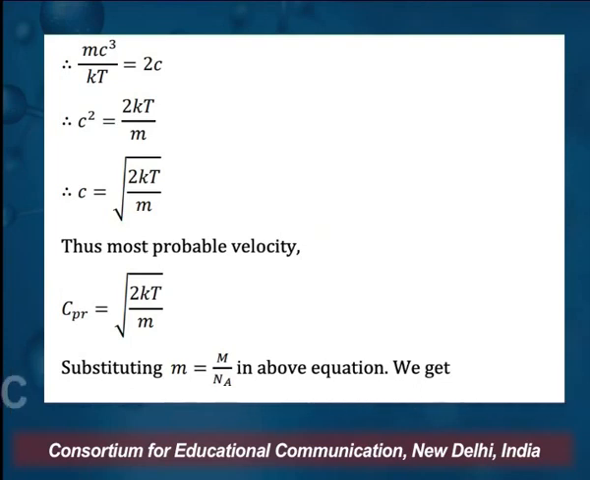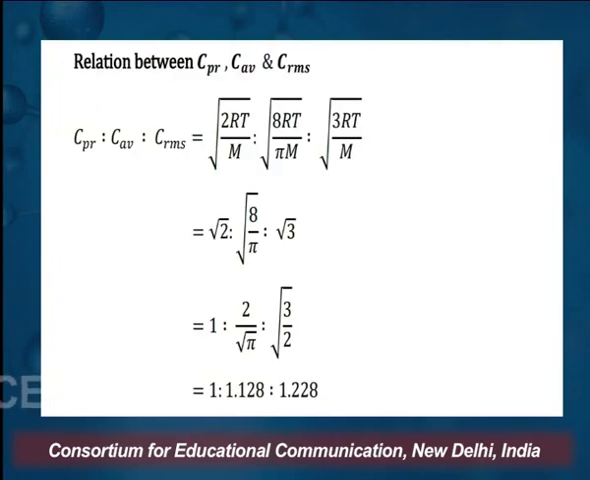Substituting small m by capital M by Na, where capital M is the mass of the gas and Na is the Avogadro's number, what do we get? We get the simplified expression.